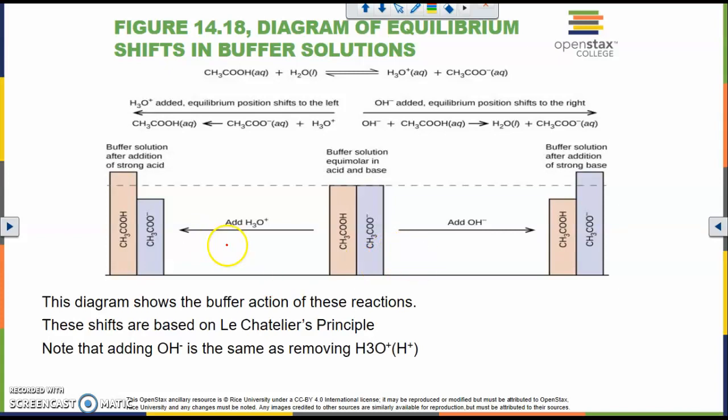So this is Le Chatelier's principle again. If you add acids, it's going to shift the other way. If you add base, this is the same as removing this, so it's going to shift the opposite way. So this is actually following Le Chatelier's principle. I hope this makes sense.